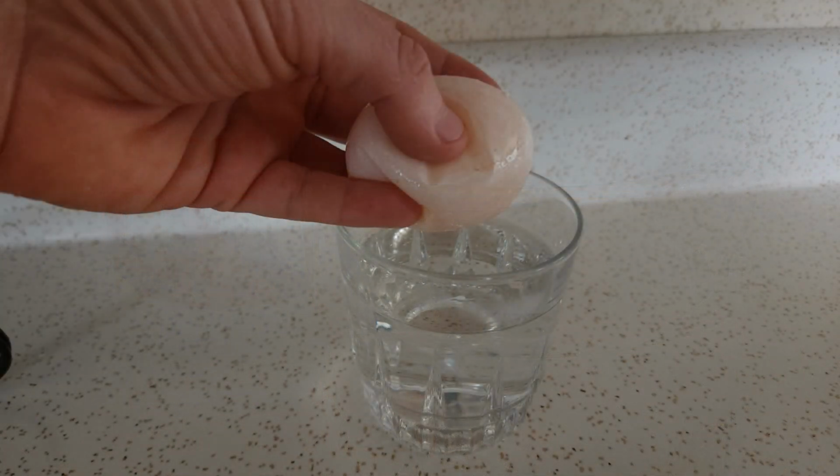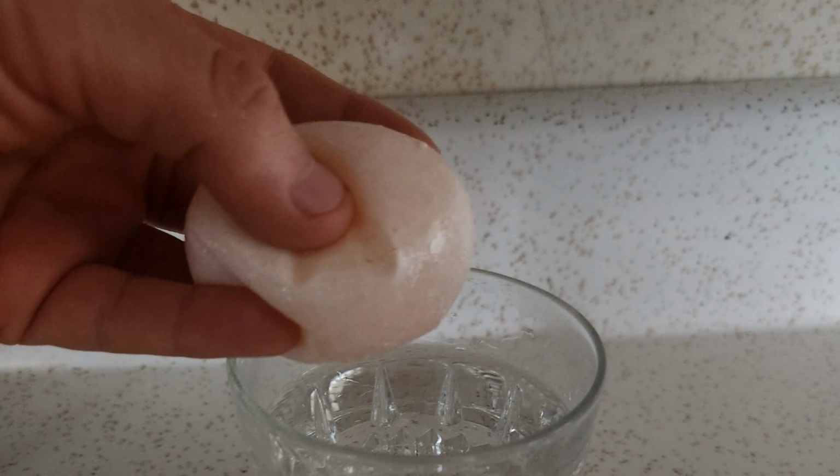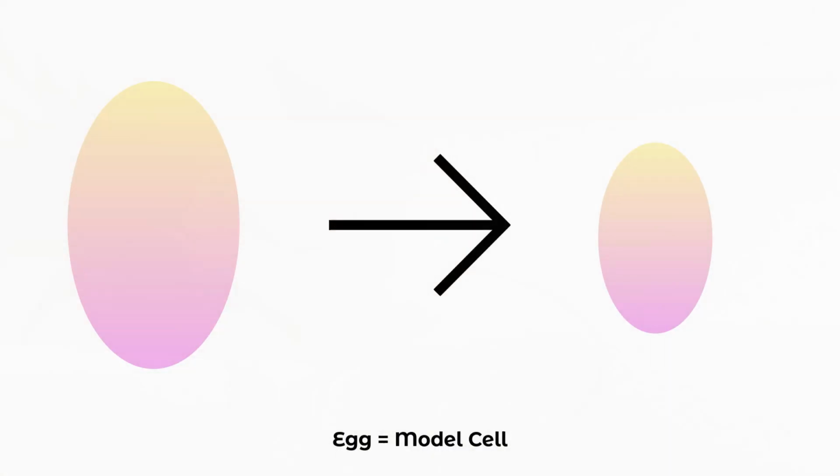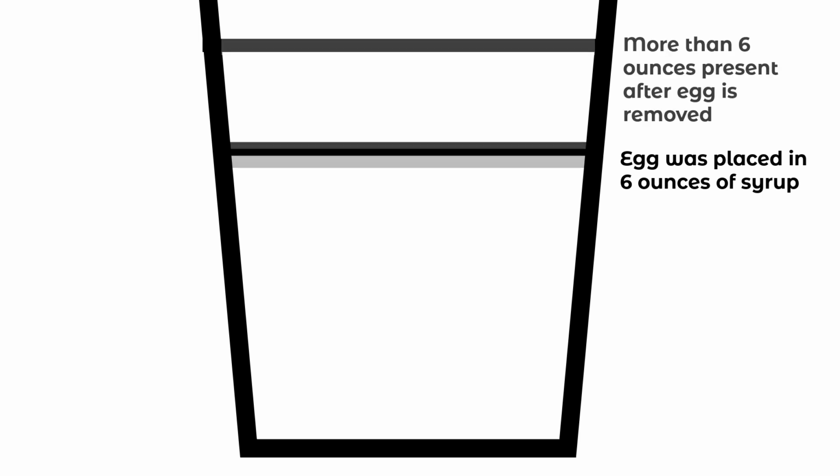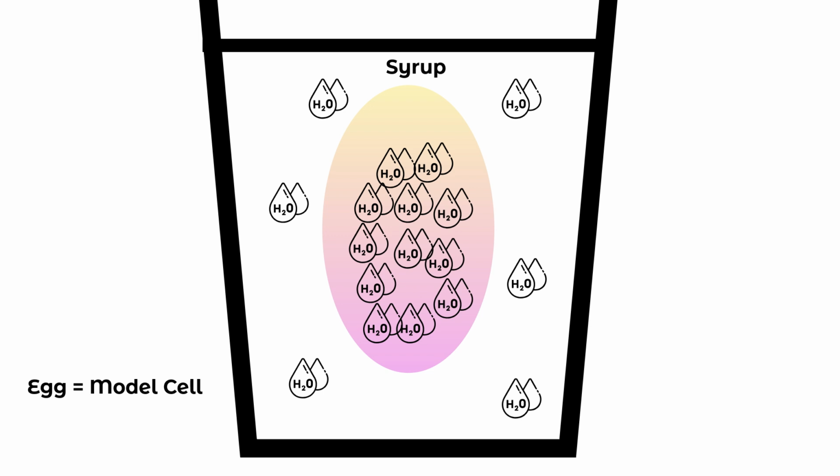When the model cell is next observed, it will be visibly shrunken. Remove it from the container and measure the remaining liquid. This time there will be more than the 6 ounces that was placed in the container. Since the egg is smaller and there is more liquid in the container than was put in, one could reasonably infer that water diffused out of the cell.